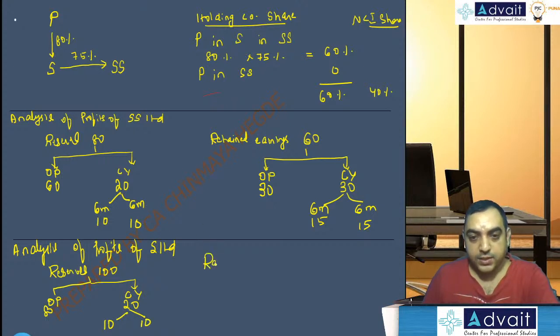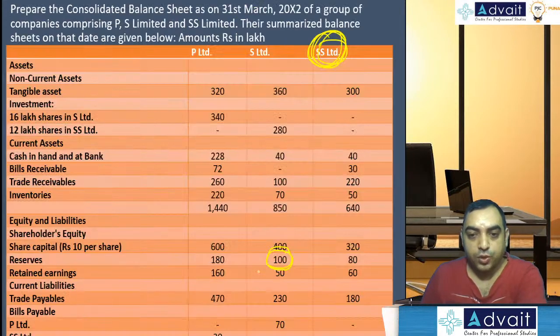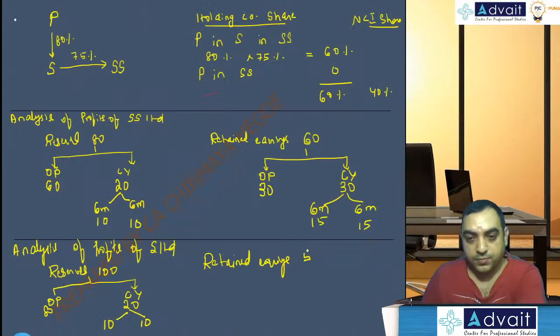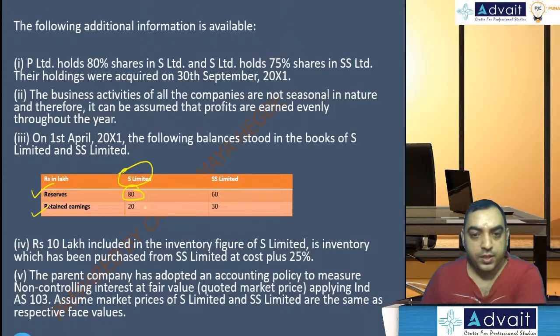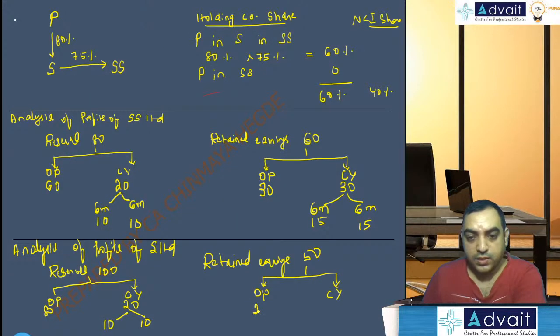Similarly, retained earnings. What is the balance sheet value? Go to the balance sheet, retained earnings of S Limited, this number 50. And this you divide into opening balance and current year. Opening balance as per the table given is this number 20, and the balance comes to 30, divided equally, 15, 15.